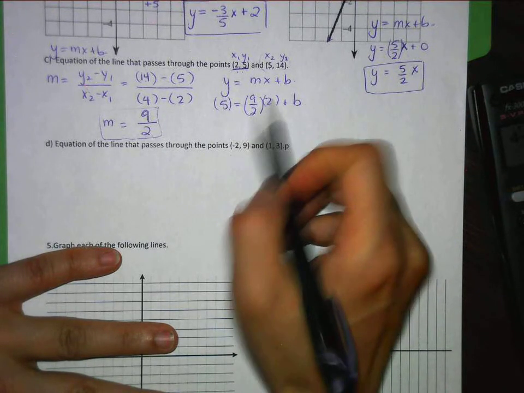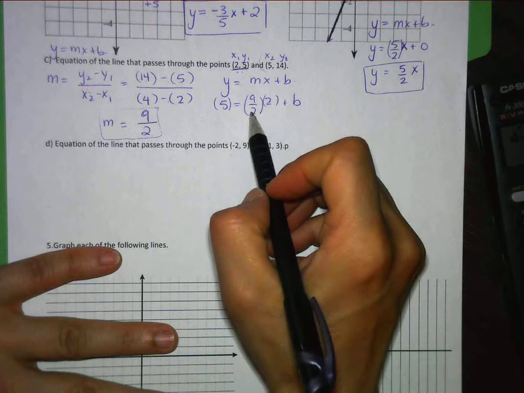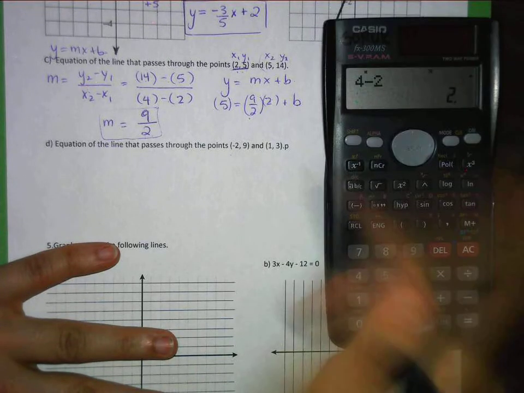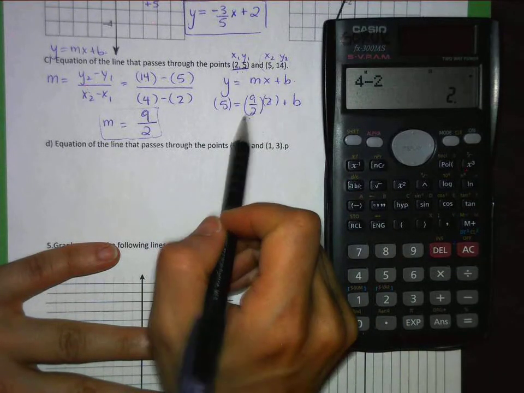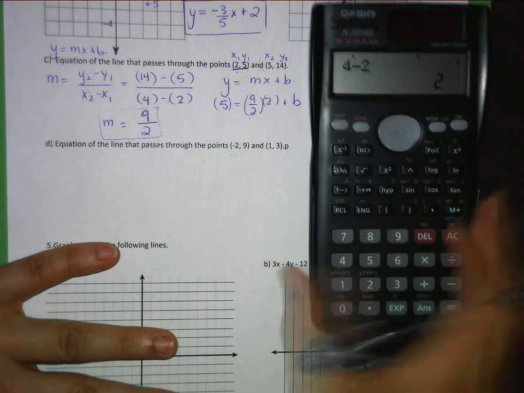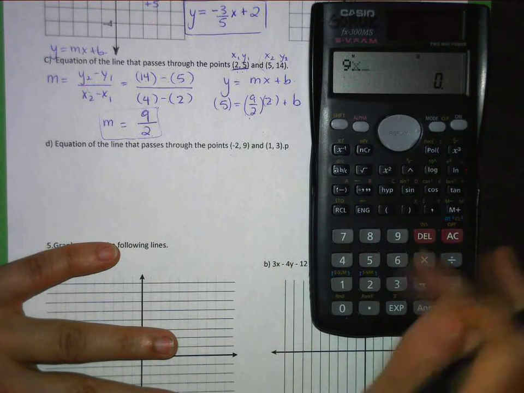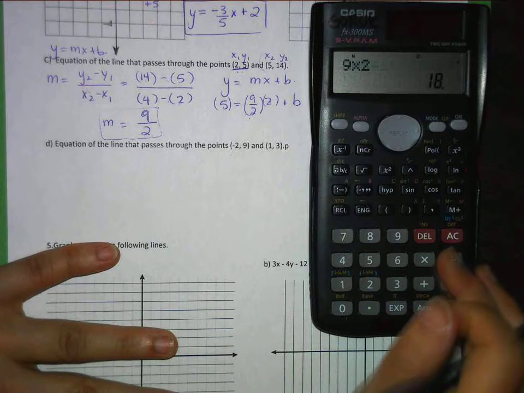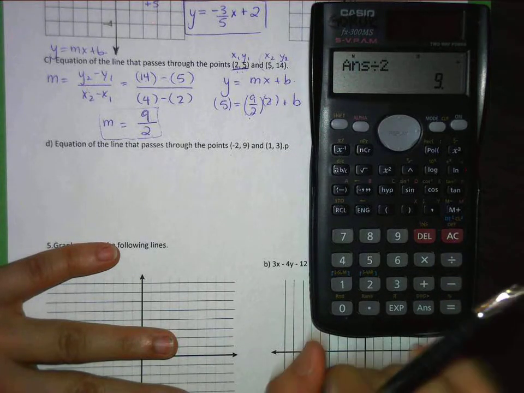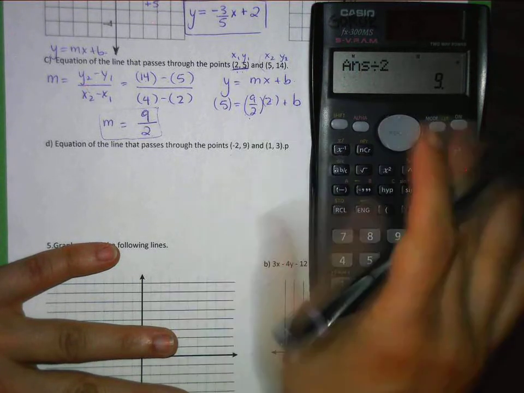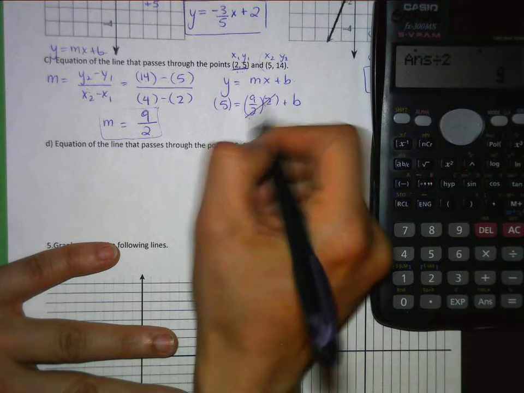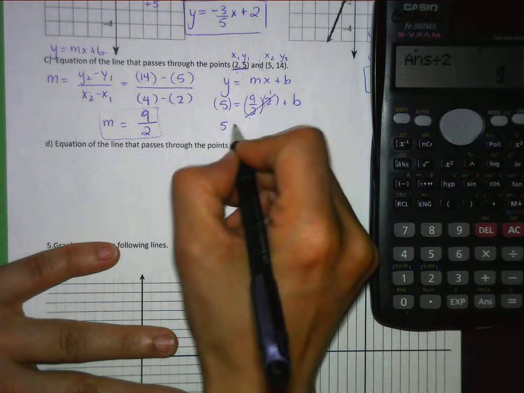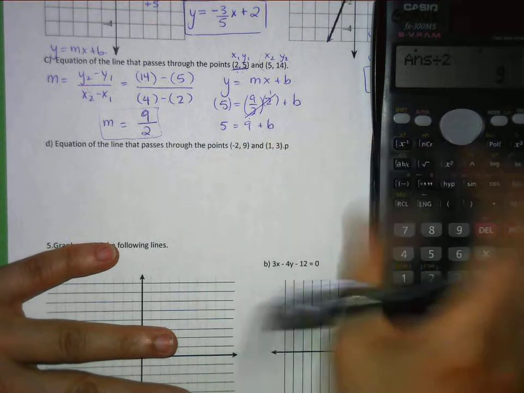Well, I'm going to look at this because I know this is going to be 2 divided by 2. And if you're not sure 2 divided by 2 is going to be 1, you could go ahead and do this math right here and simplify it and watch what happens. 9 times 2 equals 18, but then I need to divide by 2. It ends up being 9. So really, you can just do the 2 divided by 2 first and you get 1. So you get 5 equals 9 plus b.